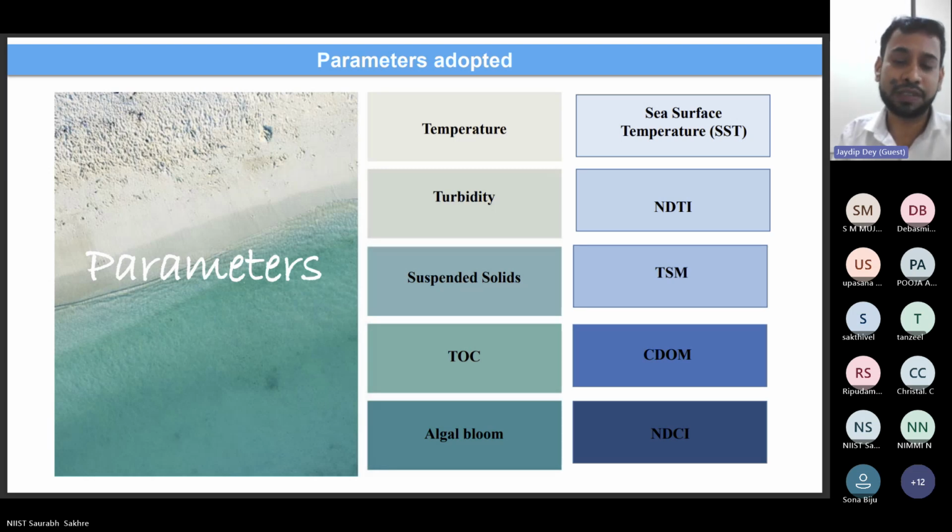So I have selected parameters which are optically active. That means they have a proper signature on optical satellite data. Temperature, turbidity, suspended solids, total organic carbon, and algal bloom I have taken in this study, and these parameters were analyzed through the routine or conventional method. Similarly, sea surface temperature, normalized difference turbidity index, total suspended matter, colored dissolved organic matter, and normalized difference chlorophyll index have been studied through remote sensing technology. These are similar parameters in both the environments.